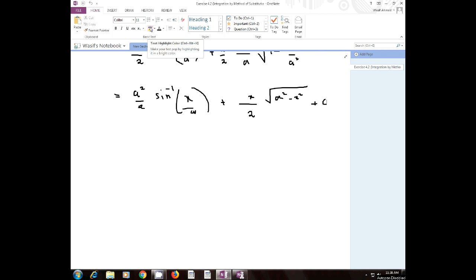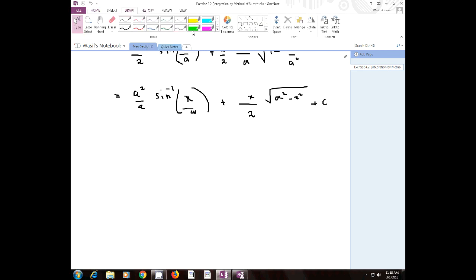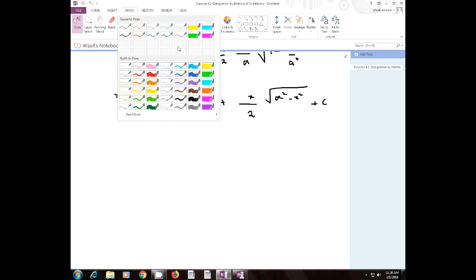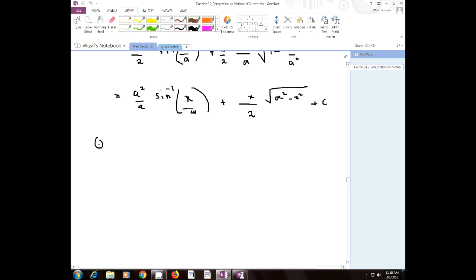Next question is question number 25. In this question you have to integrate I equal to the integral of 2x plus 3 square root 2x plus 1.